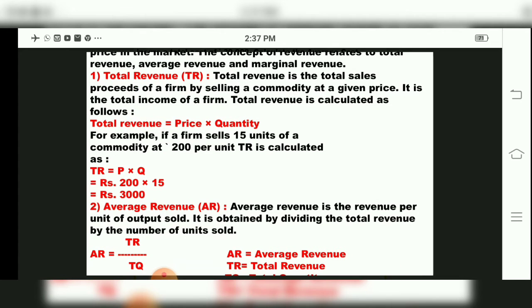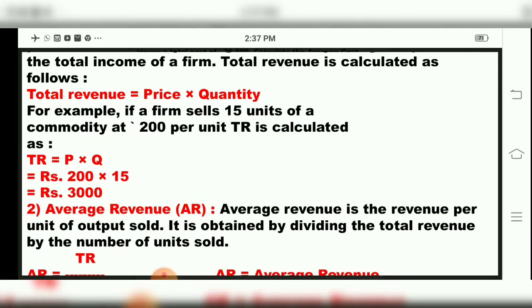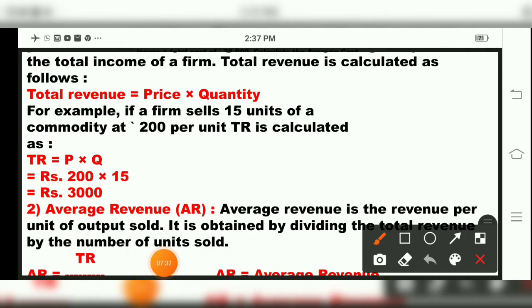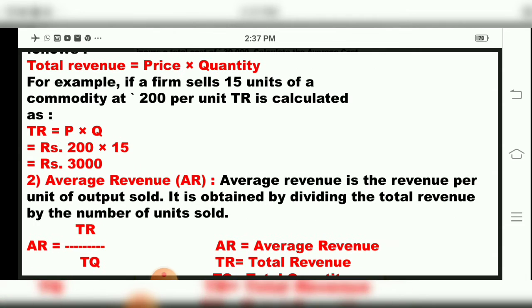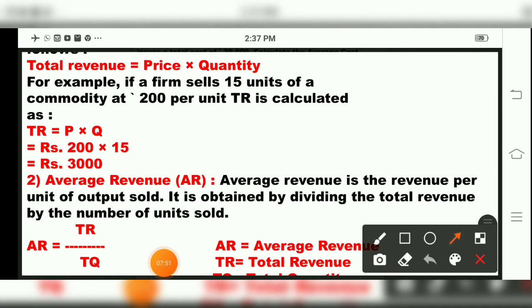Now we come to the second point, that is average revenue. How is average revenue calculated, children? Average revenue is calculated as revenue per unit of output sold. It is obtained by dividing the total revenue by the number of units sold. So the formula for average revenue is, AR is equal to TR divided by TQ.